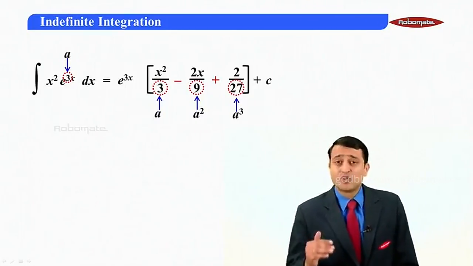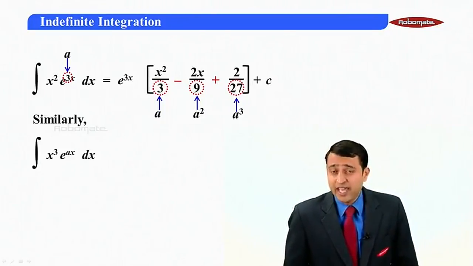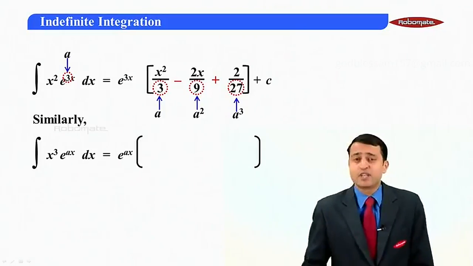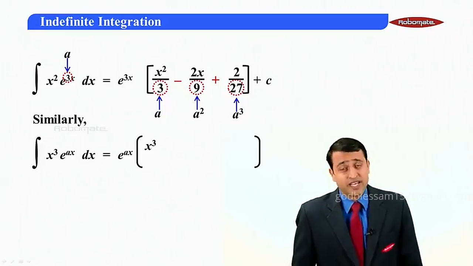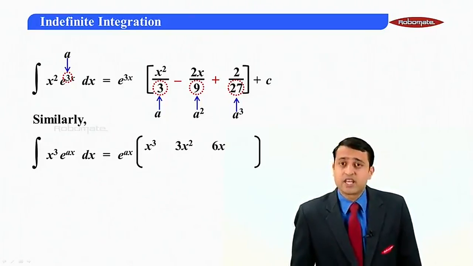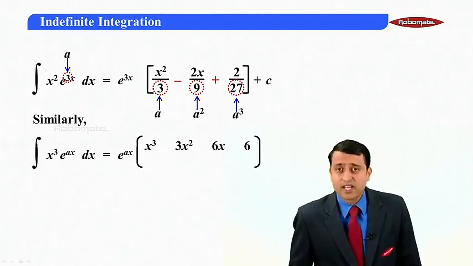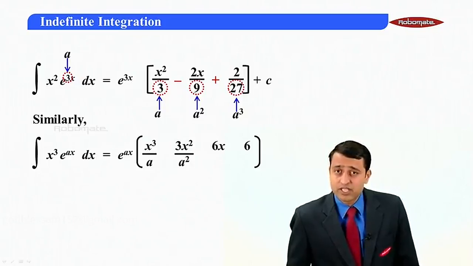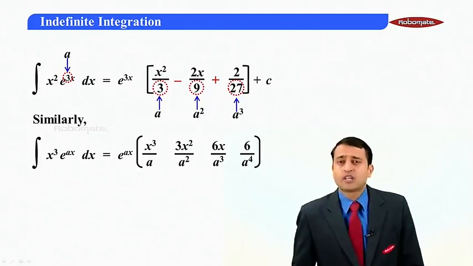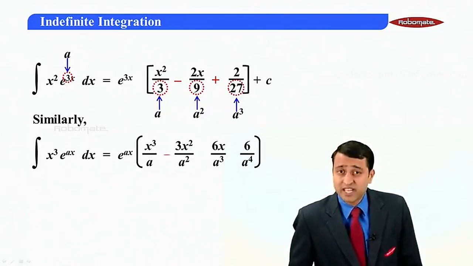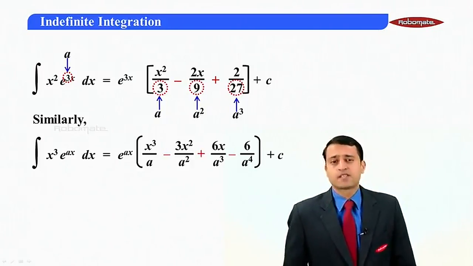Now, let's go to generalize this. If I have something like x cube e raised to ax, then my answer should have e raised to ax outside. x cube is my f of x, so the first term will be x cube, then its derivative, which is 3x square, then its derivative, which is 6x, and then a 6. Also in the denominator, what I'll get is a for the first term, a square for the second, a cube for the third, and a raised to 4 for the fourth. And now alternate plus minus: the first term is positive, second is negative, third is positive, fourth is negative, and the last we'll write is plus c.